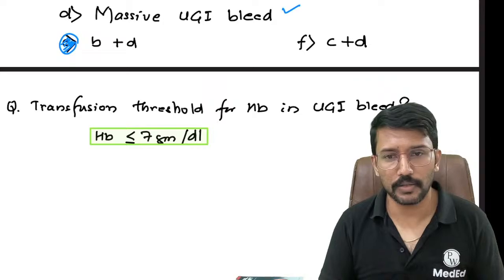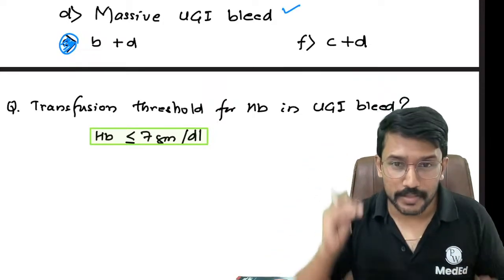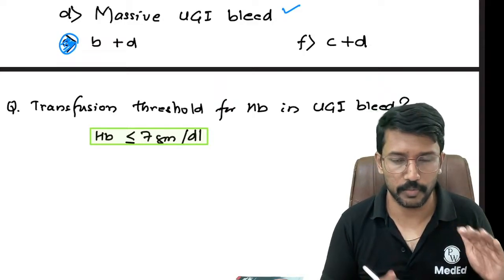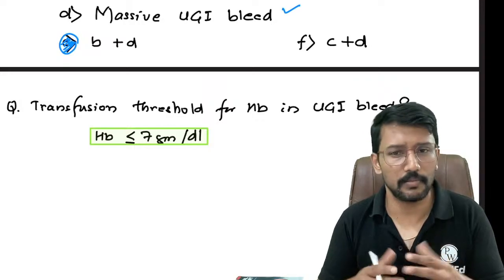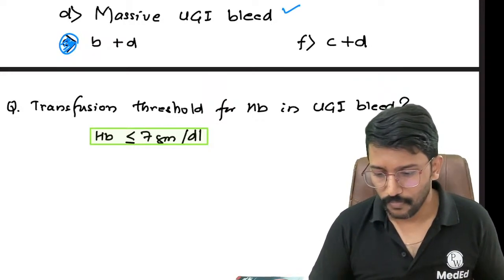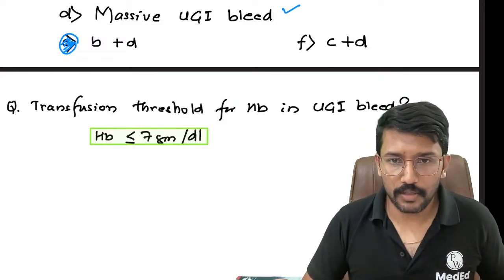If there is acute blood loss, we need to maintain slightly higher, because all of a sudden hemoglobin is dropped and your organs and systems are not accustomed to such low hemoglobin. If there is chronic blood loss, in that case your body will also be accustomed, and 7 is generally more than sufficient. Okay, so that's it about the upper GI bleed.